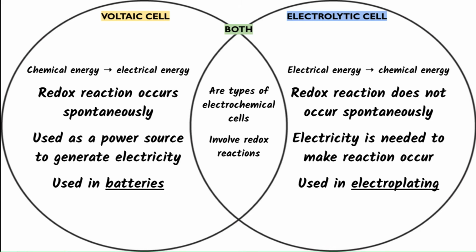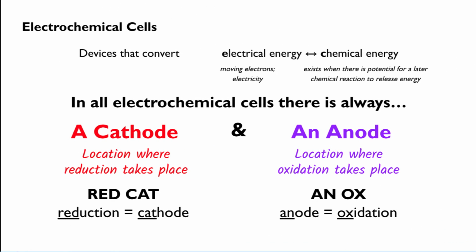The other thing that both voltaic cells and electrolytic cells have in common is that they both involve reduction happening at the cathode and oxidation happening at the anode. So that's another thing that they both have in common.